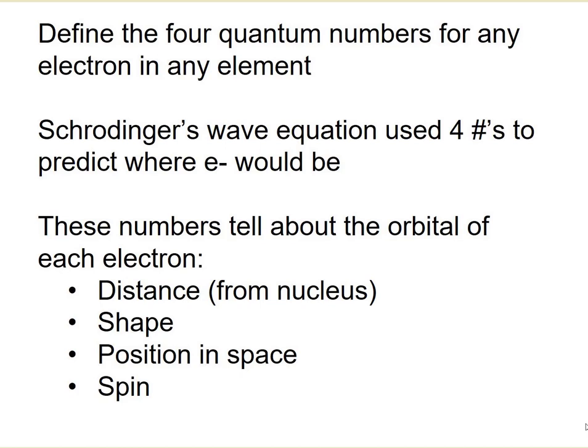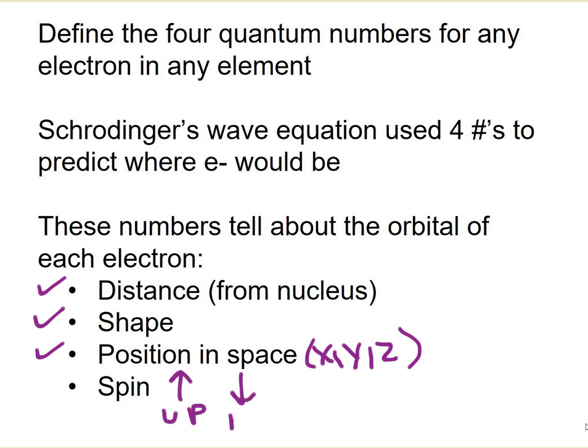In Schrodinger's wave equation, he used four numbers to predict where in space those electrons would be. It's kind of like his code for when he plugged it into the supercomputer. These numbers tell about the orbital of each electron. They tell the distance, the shape of the orbital, and the position in space, that would be x, y, and z, where you're going to see it, and also the spin. And the spin we have up and we have down.